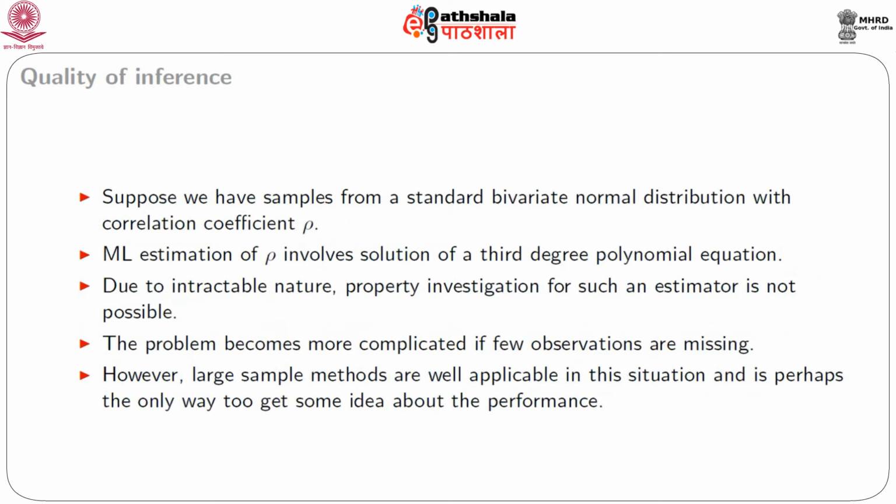Suppose we have samples from a standard bivariate normal distribution with correlation coefficient rho. Maximum likelihood estimation of rho involves solution of a third degree polynomial equation. Due to the intractable nature, property investigation for such an estimator is not possible. The problem becomes even more complicated if a few observations are missing. However, large sample methods are well applicable in this situation and are perhaps the only way to get some idea about the performance.